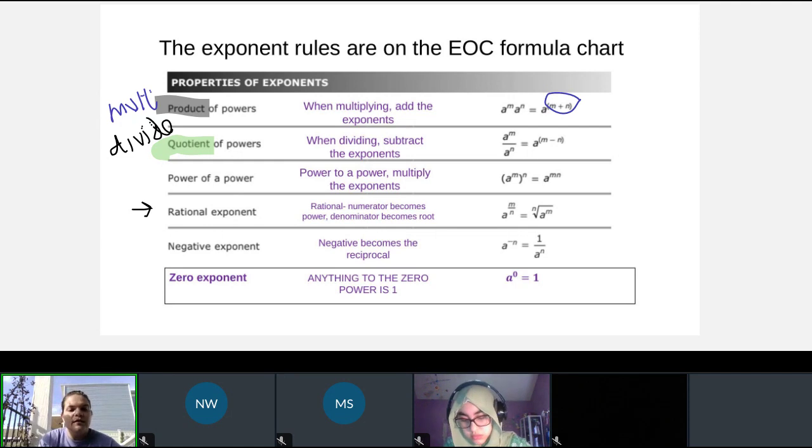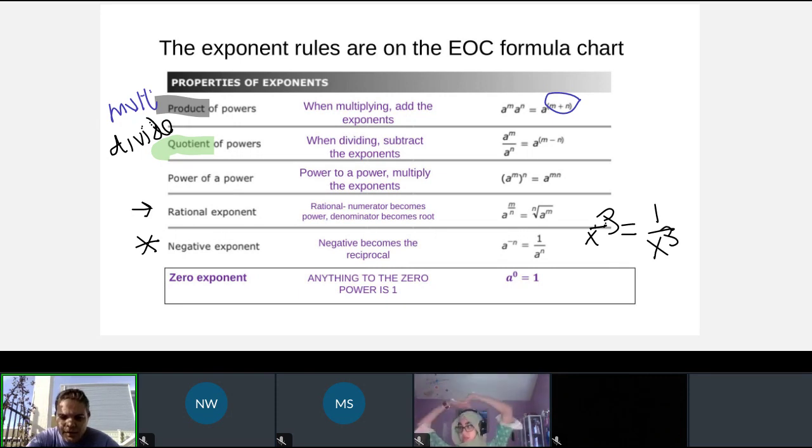Okay. And then this one is important, the negative exponent. If you have a to the negative n, or let's say it's x, let's do an example here. I think that this one is easier if you see an example. X to the negative third. This would be 1 over x to the positive third. So that negative becomes positive when you move it to the bottom.